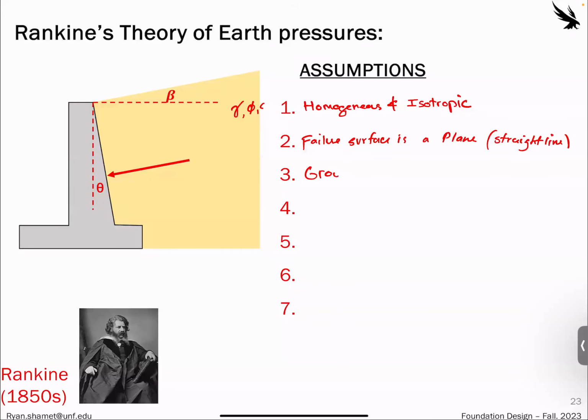The other one: the ground surface is a plane as well, aka it's straight, there are no undulations, it's just created by a single function. The wall is infinitely long, meaning out of or into the paper or the screen here. So we're just analyzing a single cross section, and it doesn't necessarily matter the length of it. We're just assuming it's a plane strain analysis.